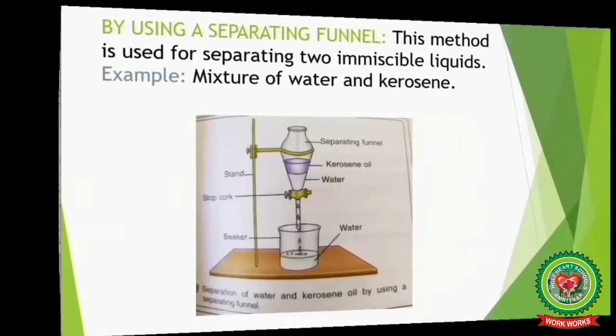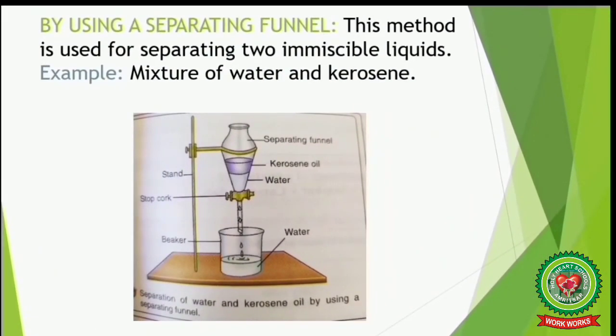Next method is by using a separating funnel. Students, previous two methods that we have discussed, they are used to separate two or more miscible liquids, but this method is used to separate two immiscible liquids. For example, mixture of oil and water. Since oil does not get mixed with water, so oil and water are two immiscible liquids. This method is used for separating two immiscible liquids.